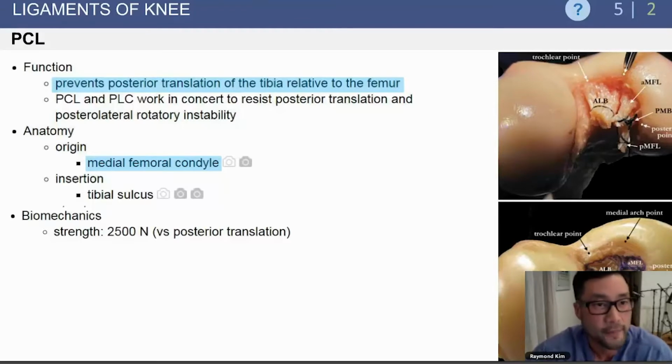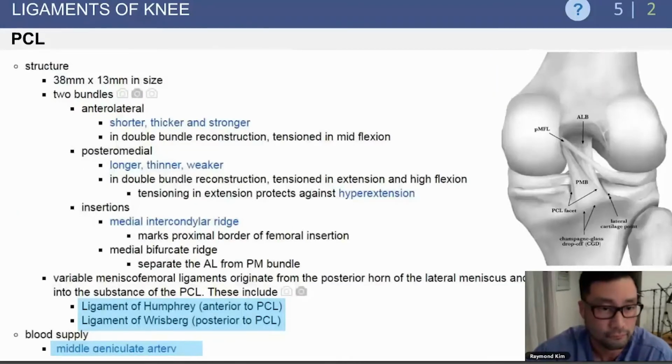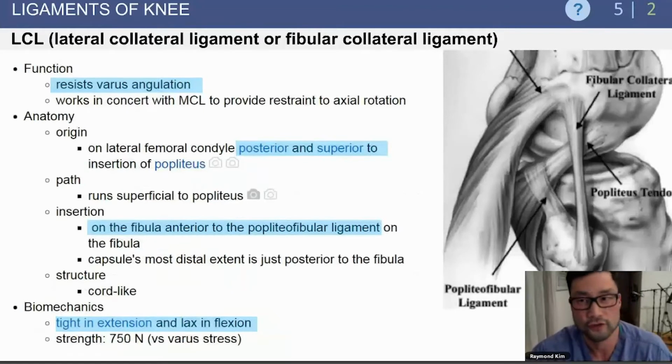The PCL, the function is to prevent posterior translation of the tibia relative to the femur. It originates off the medial femoral condyle. There are two bundles, as we just talked about, the anterolateral and the posteromedial. A common quiz question is to test you on the two ligaments that are anterior and posterior to the PCL, the ligament of Humphrey, which is anterior to the PCL, and the ligament of Wrisberg, which is posterior. And the way I remember this is H is before W, so anterior to posterior. Humphrey is anterior and Wrisberg is posterior. The blood supply is also the middle geniculate artery.